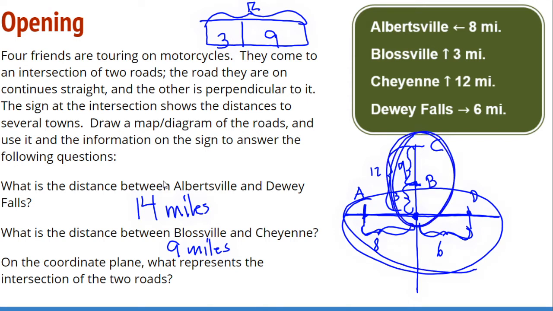On the coordinate plane, what represents the intersection of the two roads? Where these two roads meet, what do we call that on the coordinate plane? Starts with an O. Origin.